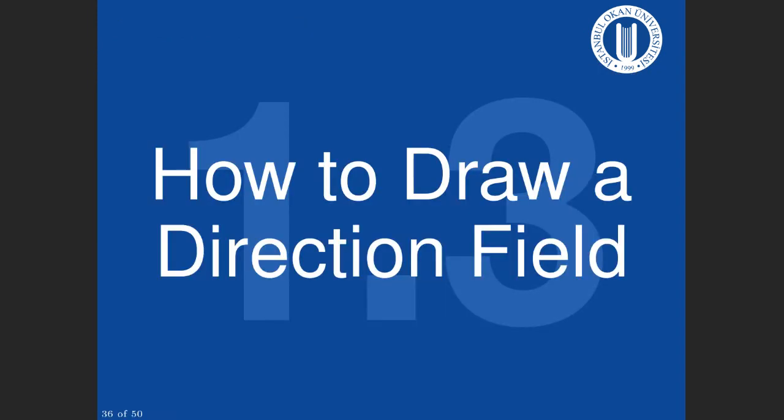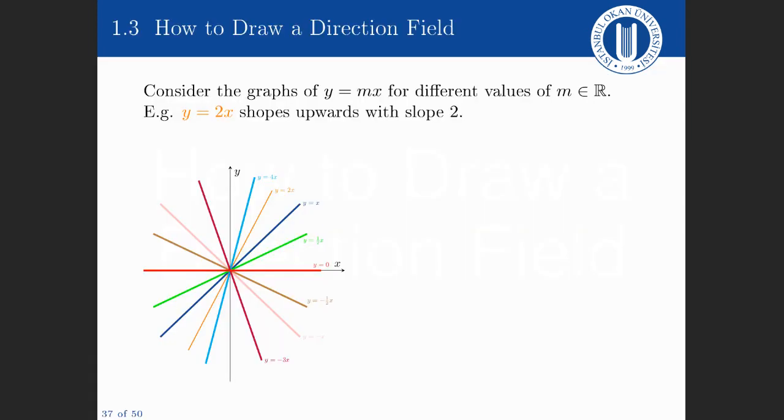Let's talk about direction fields. How can we draw a direction field? First of all, what does slope mean? Think about the graphs y is equal to mx for different values of m. I've drawn a few here. y is 0, y is a half x, y is x, y is 2x, and so on. Looking at y is equal to 2x first, this is a graph with slope 2. Anytime we're thinking of something with slope 2, we're thinking of a line which slopes up like this.